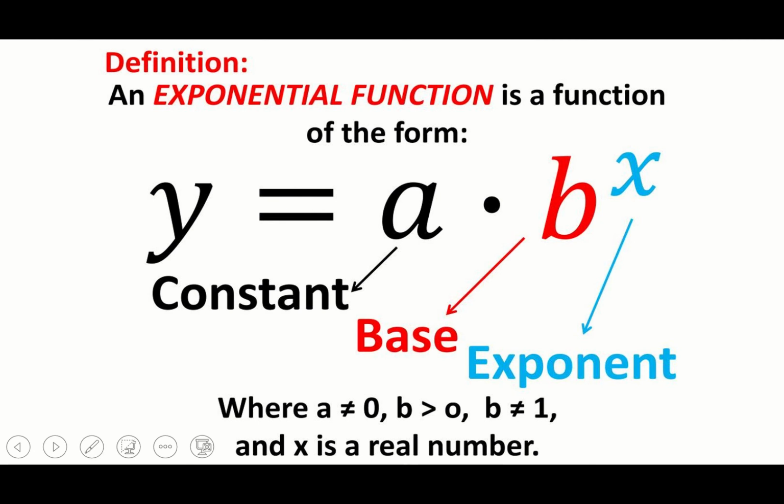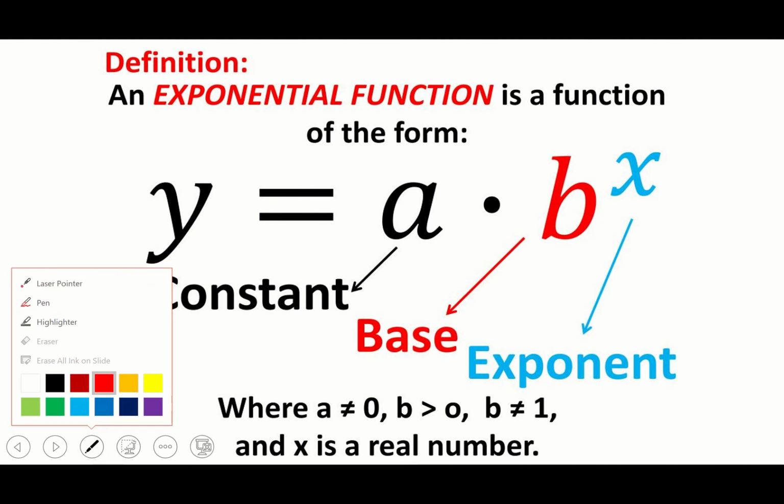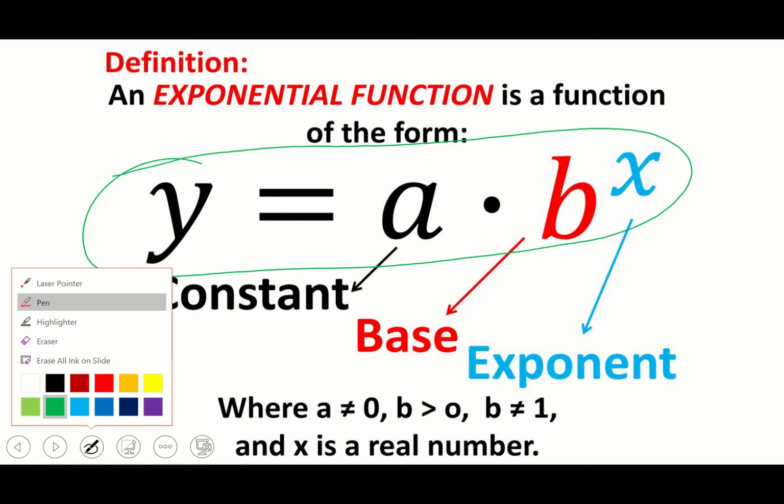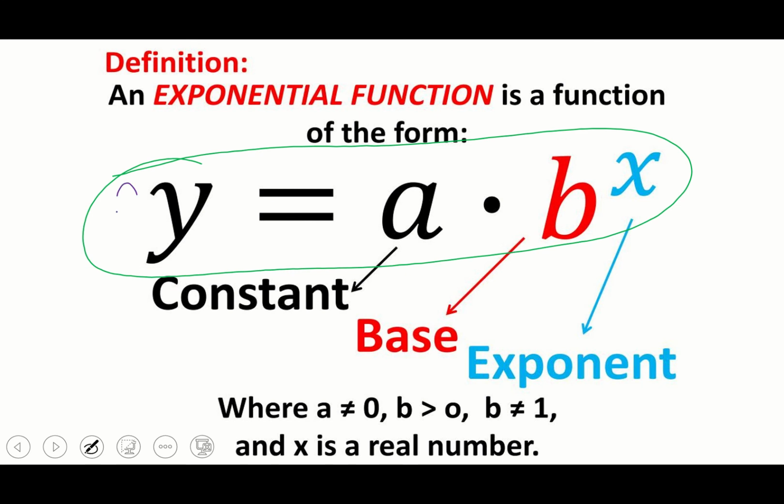So first thing I want to go over is the basic equation of an exponential function. Y equals a times b to the x. Now first and foremost, your y can also be f of x. It's the same thing. Y and f of x are the same thing. They just represent what number is coming out of the equation.